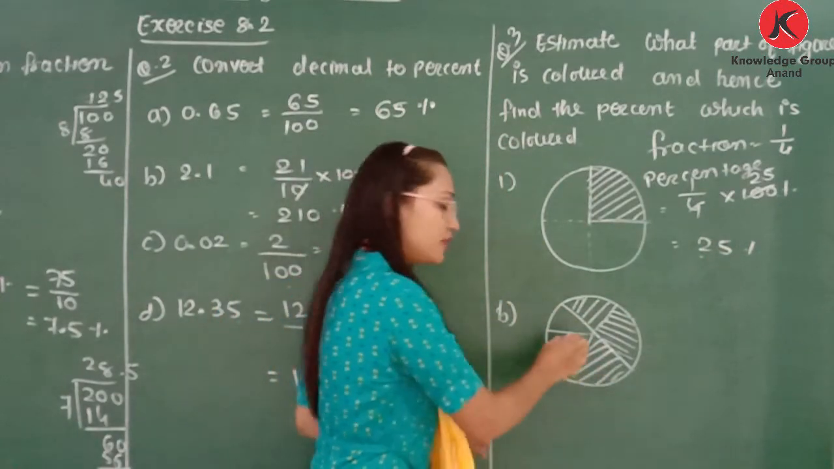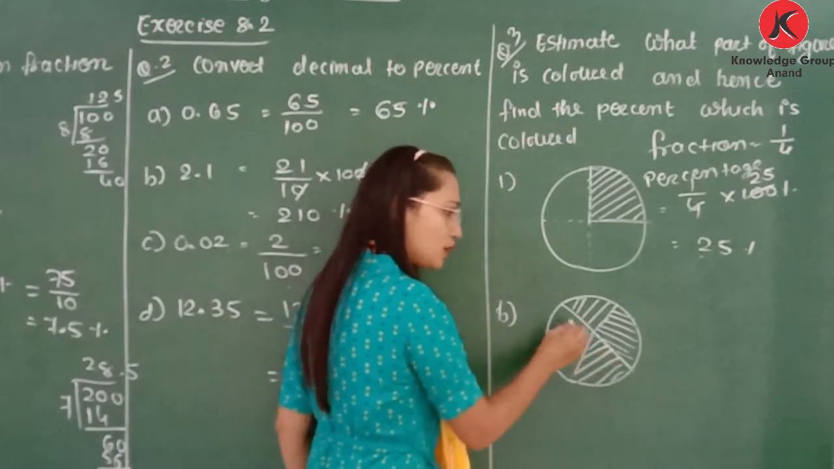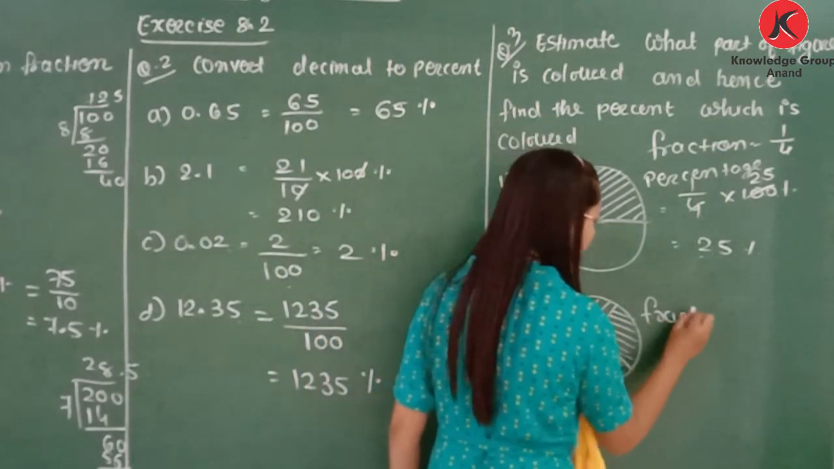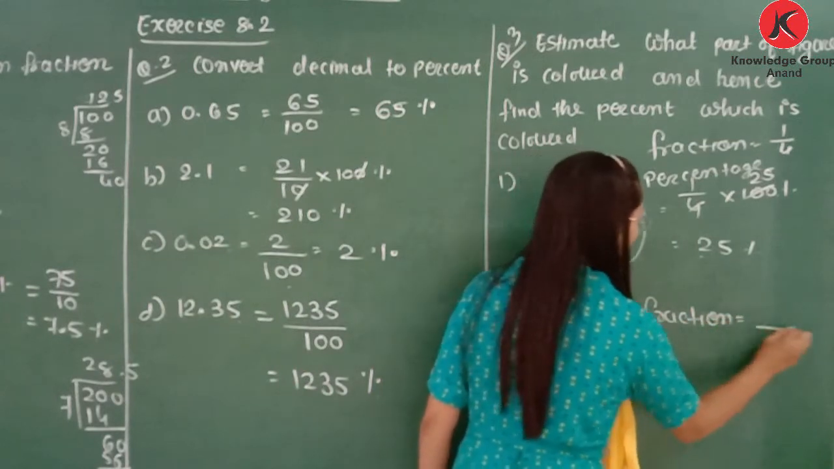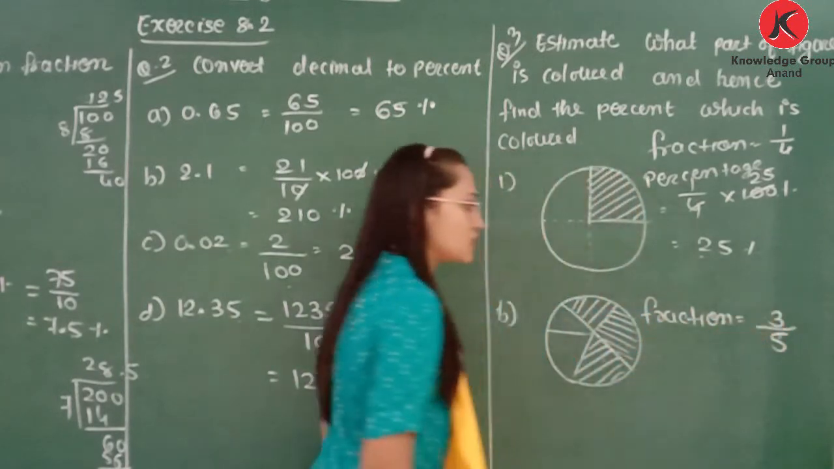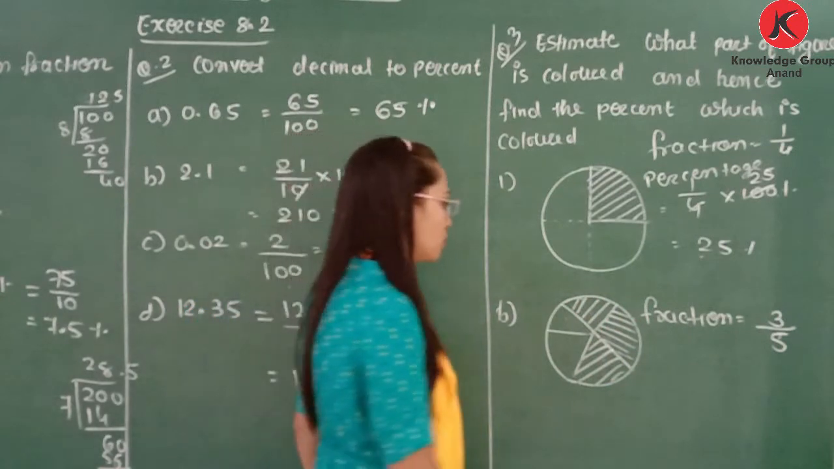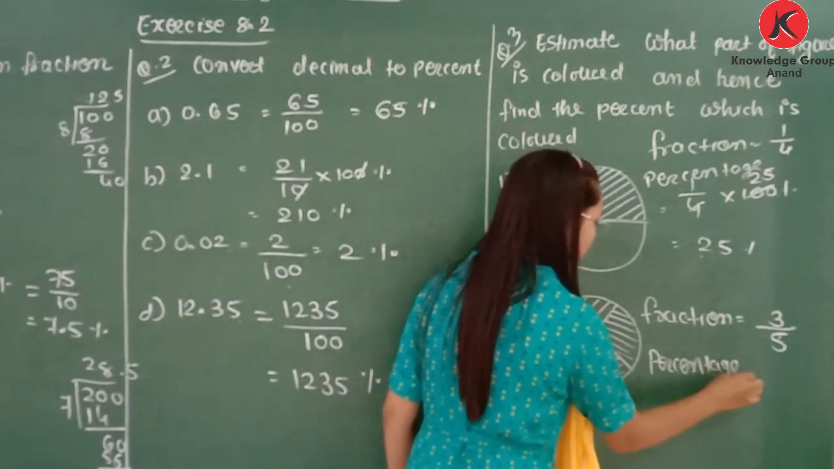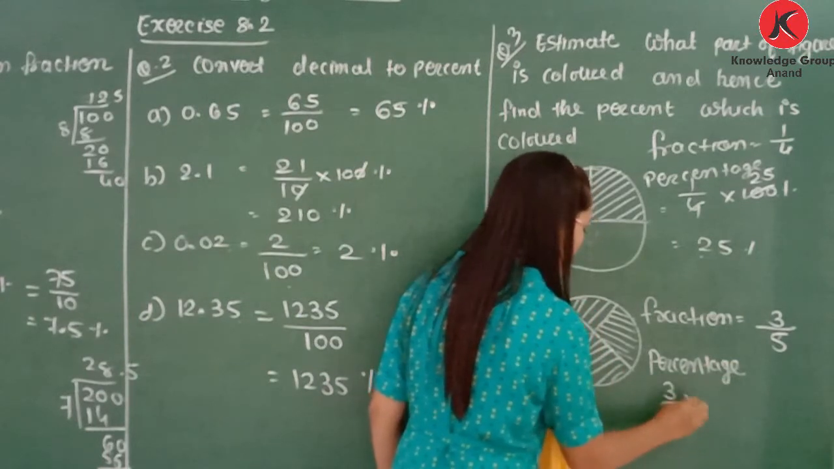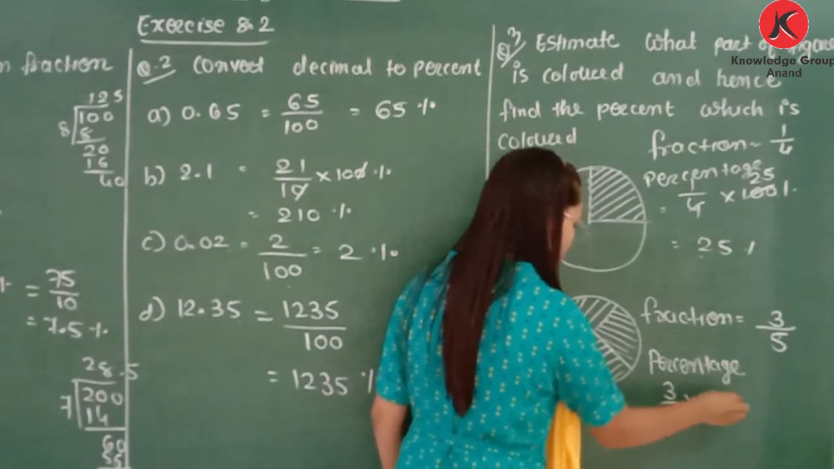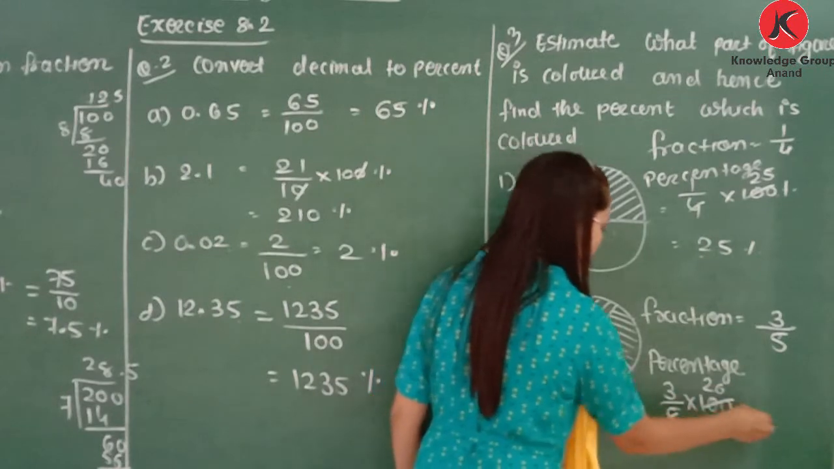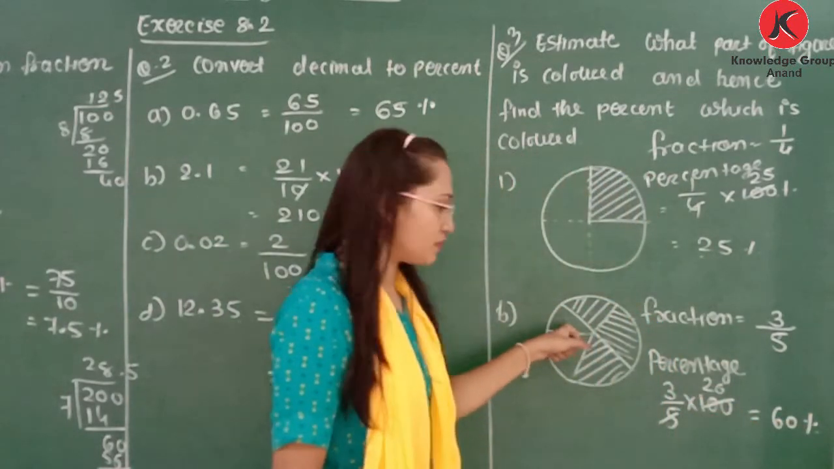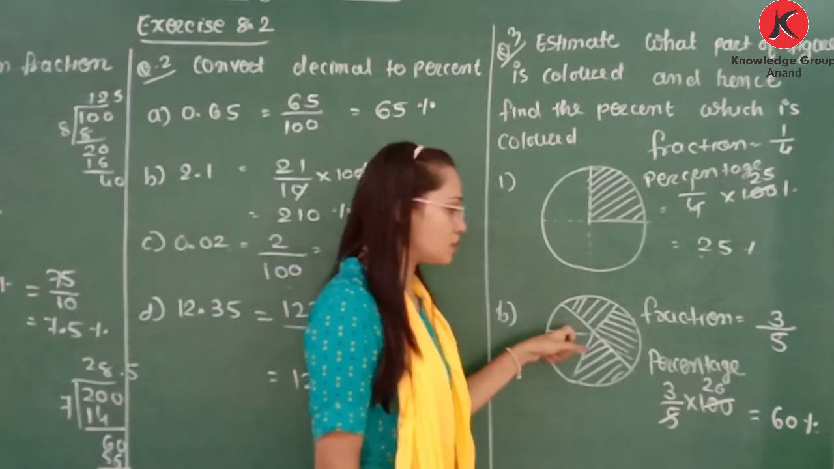Now next one. Here the figure is divided into 5 equal parts and of that 3 parts are colored. So from 5 parts, 3 parts are colored. So fraction is 3 by 5. Percentage can be found by 3 by 5 multiplied by 100. 5 20s are 100, so it is 60%. Fraction is 3 by 5 for this figure and percentage is 60%.